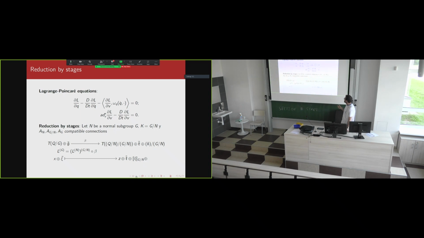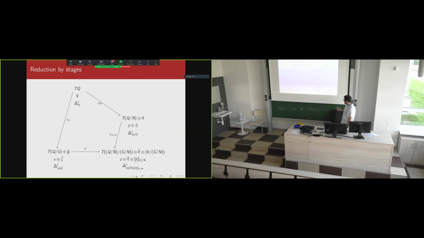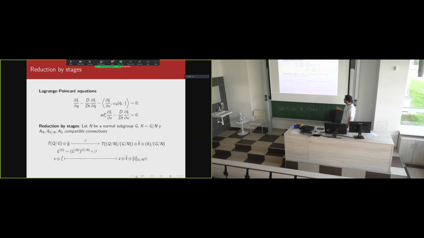Then if now we have a group of symmetries G, which has a normal subgroup that we want to study preferentially, like, for example, N, then we can consider the quotient of G over N, which is K. And if, in each step of reduction, we are careful with the connection that we use, then they see that reducing by G is going to give an equivalent problem to reducing by N and then reducing by K.